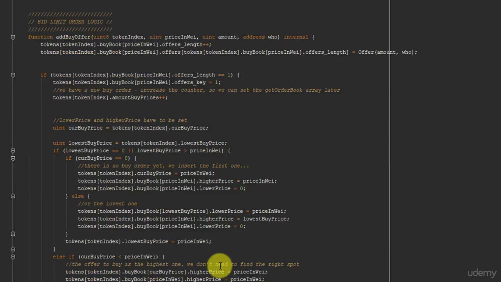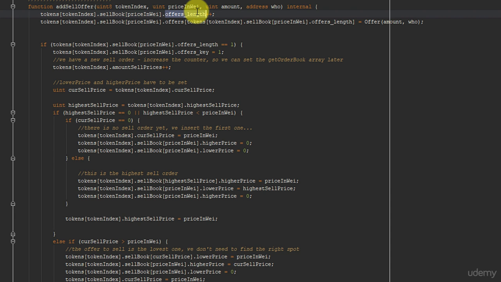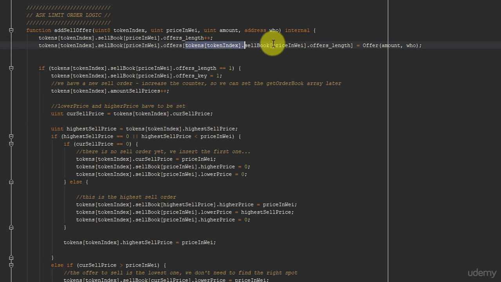Where's the sell function? Here we are. We increase this, and for the new offers length, for the new key in our mapping, we assign a new offer. Now, obviously, if it's the first offer for this price, then we again have to look in our sell book where we place our new pricing within this linked list.